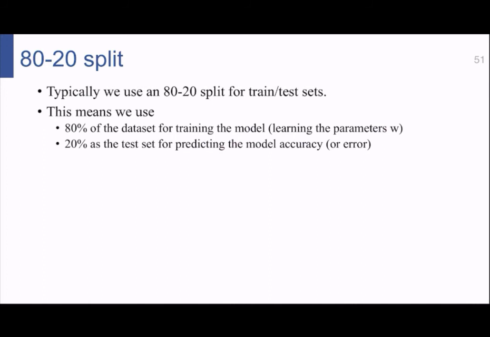Typically, we do an 80-20 split for train and test sets. This means that we use 80% of the dataset for training the model, that is for learning the parameters W0, W1, W2, etc. And we use 20% as the test set for estimating the model accuracy or the model error.